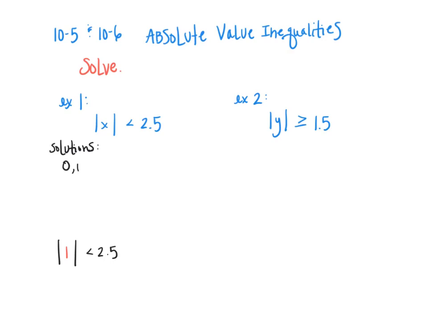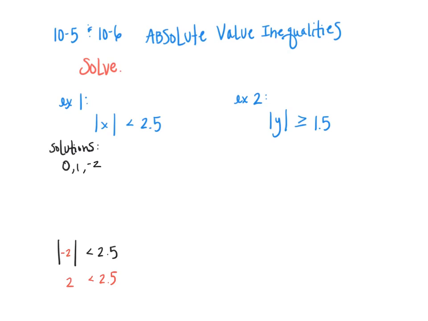Okay, could I plug in 5? No, because the absolute value of 5 is 5, and that is not true. Could I plug in, let's say, a negative 2? I think I could, because the absolute value of negative 2 is just 2. So these are just some of the solutions that I get.